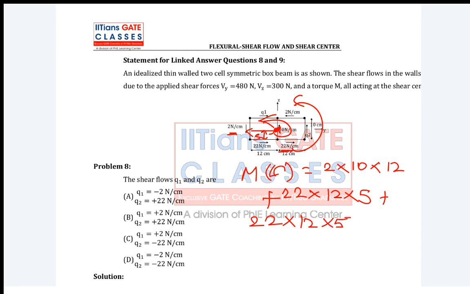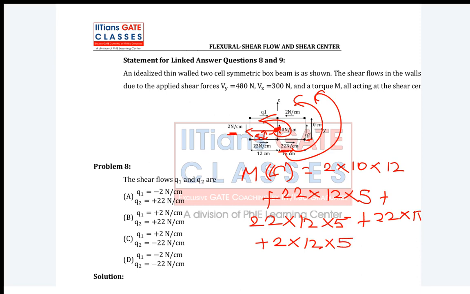Now what about this Q2 going upward and we got positive. So it is 22 into 10. What is the momentum? 12. And it is again anti-clockwise. Then 2. The moment length 12, momentum 5. It is N. Now what about Q1?